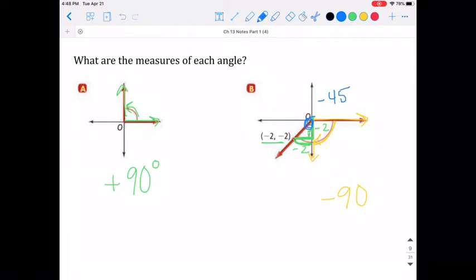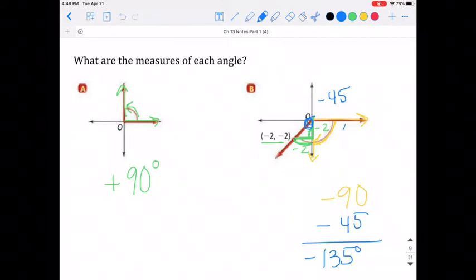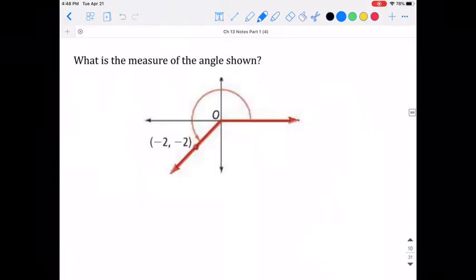So to figure out the entire measure of this angle, we do negative 90 minus 45, to get negative 135 degrees. So that angle there is negative 135 degrees. You can tell the first part just by seeing it's 90 degrees, and then the next part you use your special right triangles. One more example.